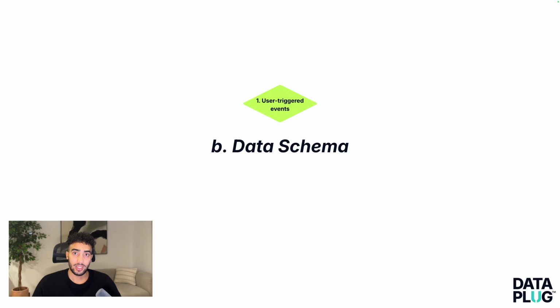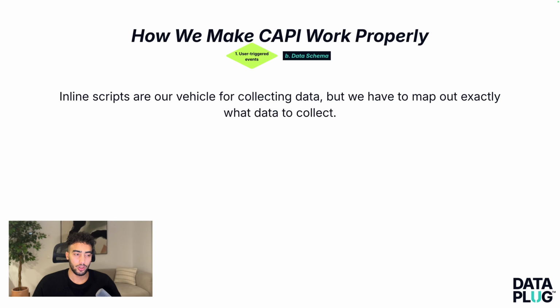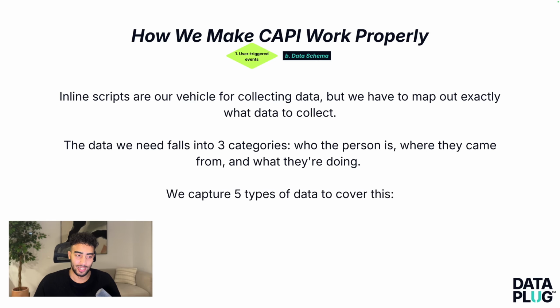Next is the data schemas part of the user triggered events. Basically, inline scripts are our vehicle for collecting the data, but we have to tell it exactly what data to collect. And the data we're trying to collect is basically three categories, three types of questions we're trying to answer. Who the person is, where they came from, and what they're actually doing.